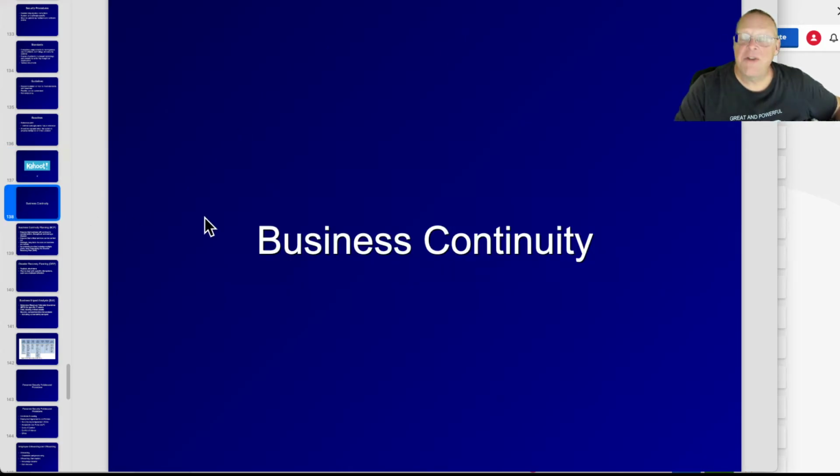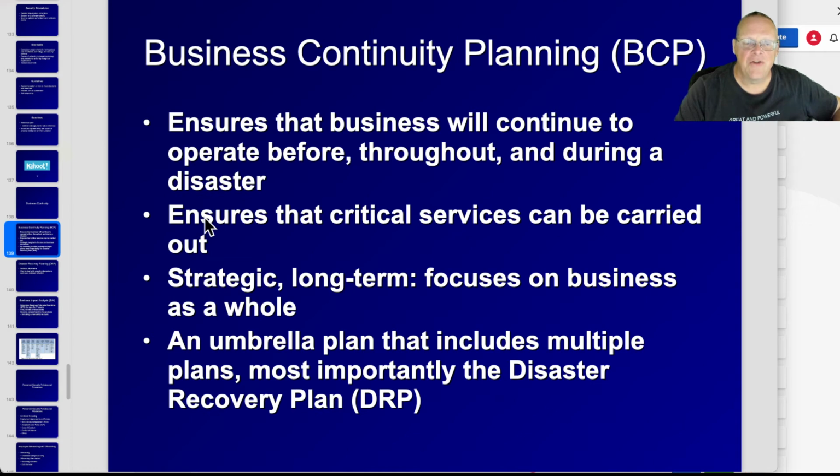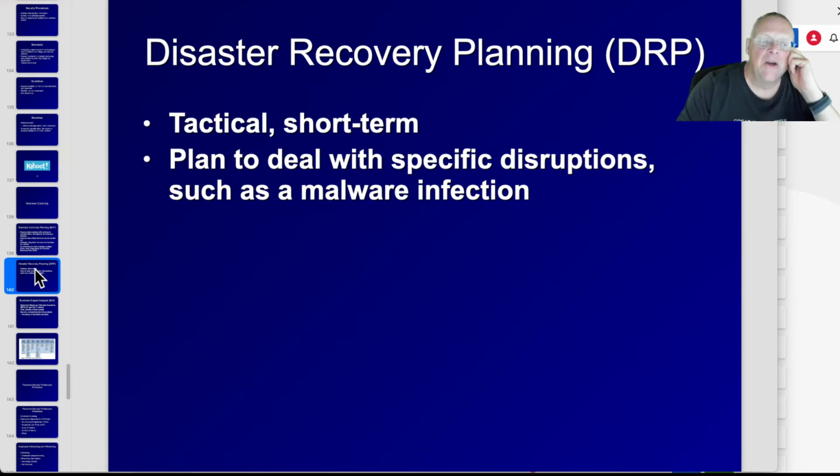So, business continuity is helping your company continue to operate even when a disaster of some kind happens. So this is a long-term plan, and this is an umbrella plan. There are many smaller plans inside it, like the disaster recovery plan, which is planned to deal with the specific disruption, like a malware infection. And it's to deal with the immediate consequences of that disaster, typically by moving operations to an alternate location.